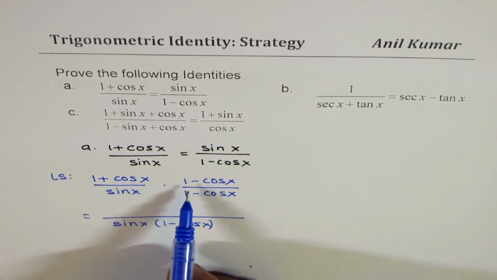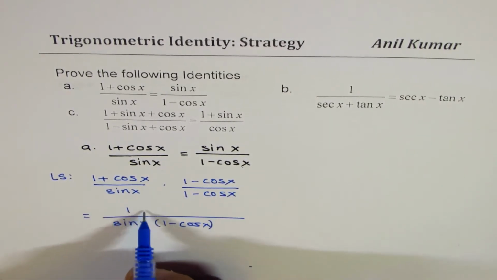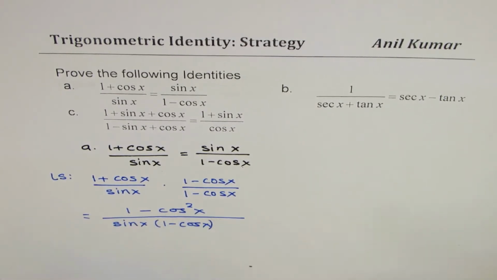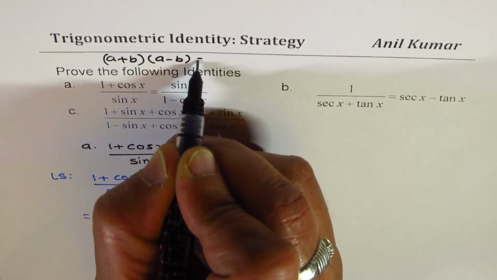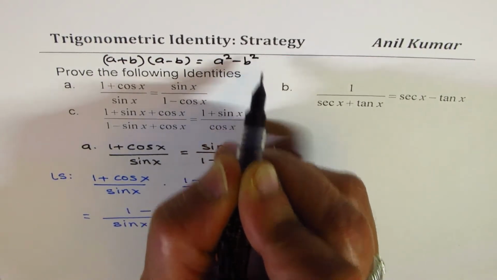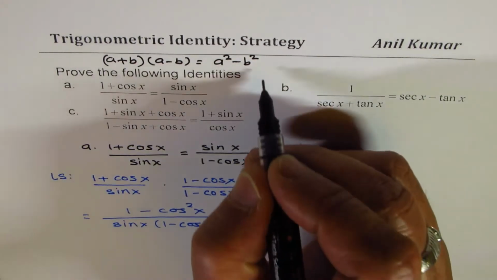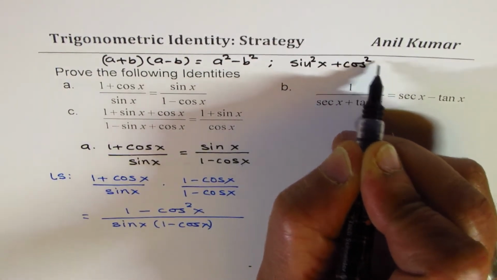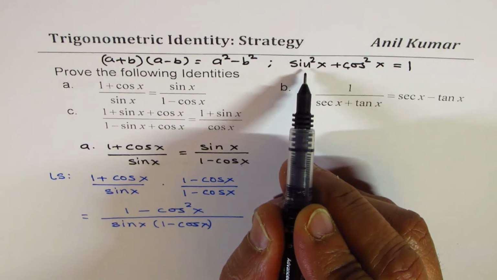Now what is (1 + cos x) times (1 - cos x)? This is 1 - cos square x, right? So here I've used (a + b) times (a - b) is equal to the difference of squares, right? So that technique. Now 1 - cos square x is what? Well, you know sin square x + cos square x is equal to 1. So 1 - cos square x will be sin square x, correct?